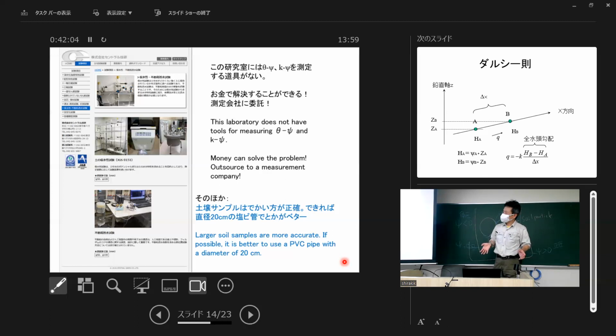For example, if possible, it is better to use a 20 centimeter diameter sampler, but it's too big and very difficult to pick up.